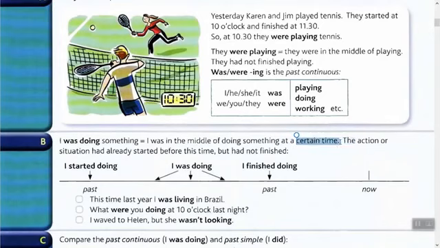At a certain time. At a specific time. A specific time in the past. يعني بال10:30 كانوا يسوون 10:30 only at this specific time, not all the time. At this time كانوا يسوون. Okay. The action or the situation had already started.